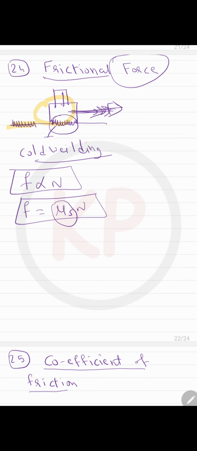This mu s is called coefficient of friction. We will be discussing it in the next slide. F is equal to mu s N. The unit of force is Newton. Its unit in CGS is dyne, and the dimensional formula of frictional force is that of force. It is M1 L1 T minus 2.